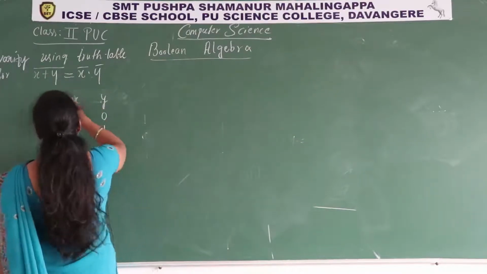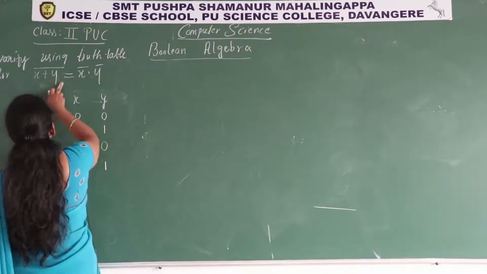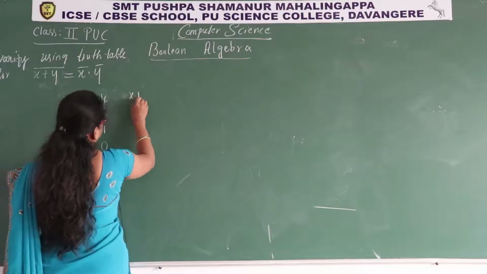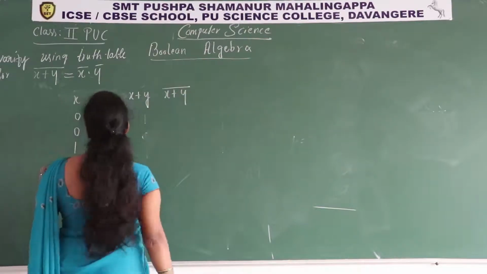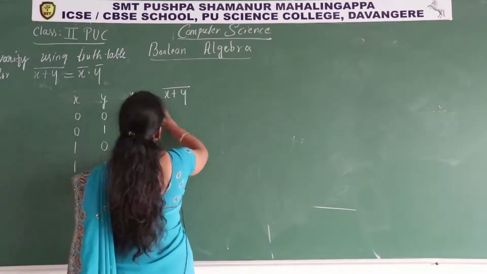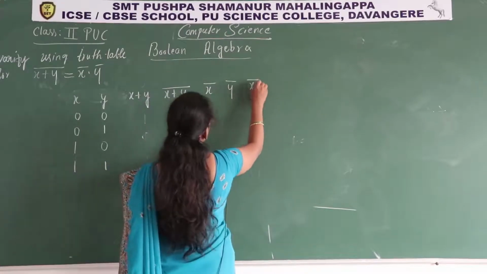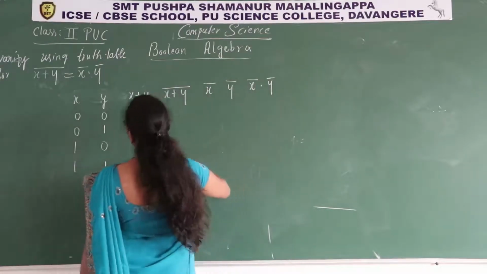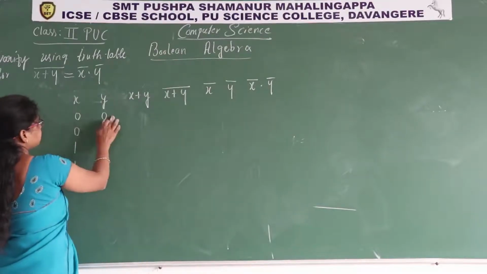Now, in the LHS part, x plus y whole bar is there. First we shall write an expression x plus y. After that we shall apply the complement rule on x plus y. And we have one more expression in the RHS. First we need x bar, then y bar. After that x bar dot y bar. Let us apply logical OR operation between these two columns.